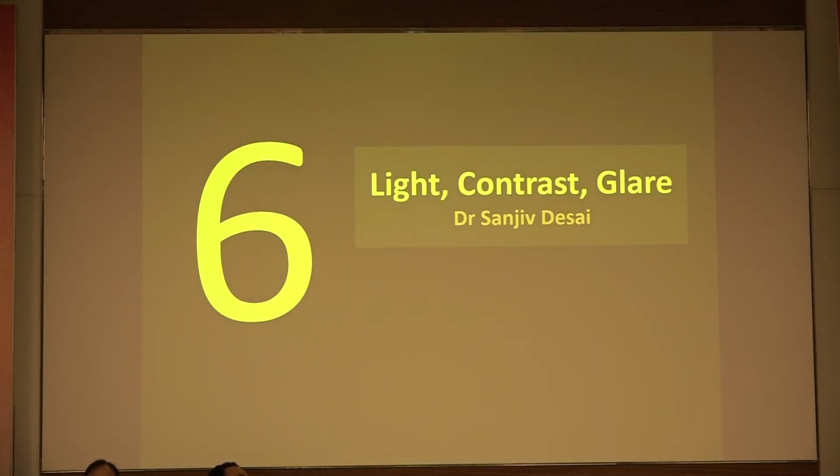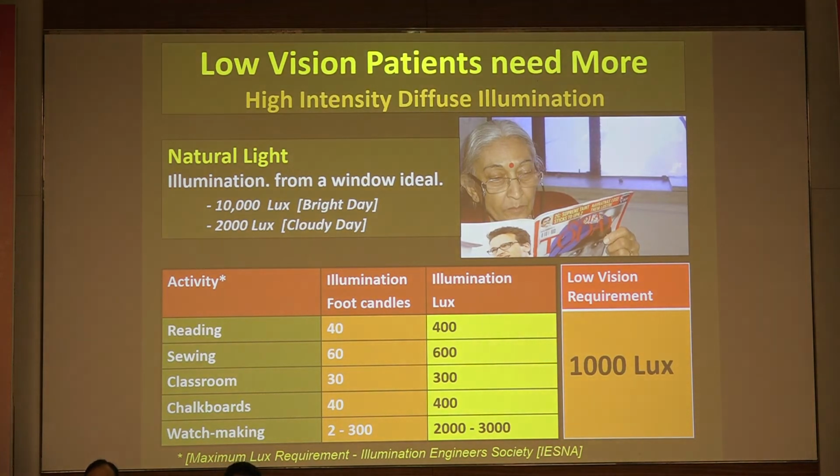So now we'll talk a little bit about light, contrast, and glare, because management of this is very important for low vision patients. Now what happens is, if you see the table down below, this is the illumination that is required for normal viewing by a normal person. You require about 400 lux of illumination for reading and sewing. And for watchmaking, you really require very high illumination, like 2000 lux. So normally it is about 300 to 600 lux. That is the normal illumination you require for normal everyday activities by a normal person.